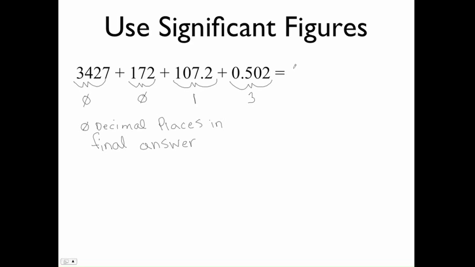Okay, so when I added this, my calculator gave me 3706.702. Okay, and remember, we can't have any decimal places. So this is more than 5, so we have to round up. And so our final answer will be 3707. And again, I know your calculator gives you all those extra spots, but you can't use them. It's not allowed. You can only have 0 decimal places.